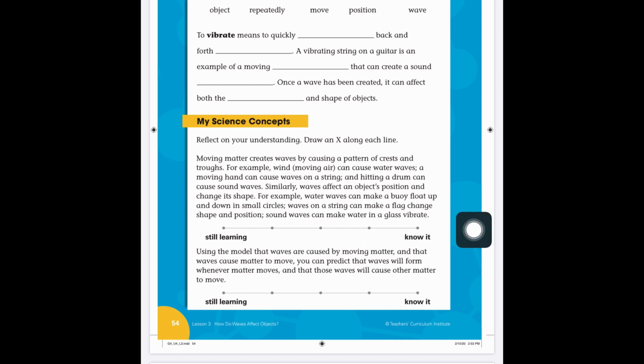So you're going to, where you understand it, using the model that waves are caused by moving matter and that waves cause matter to move, you can predict that waves still form whenever water moves, and that those waves still cause other matter to move. Still learning or knowing it.